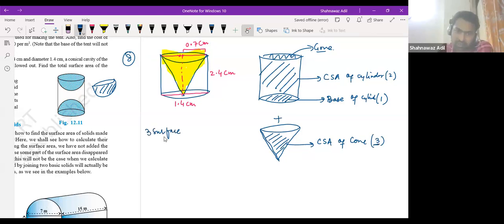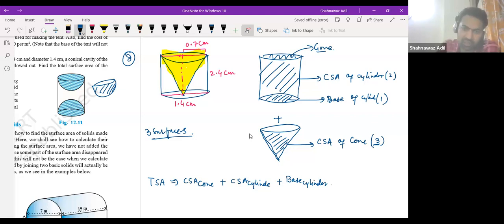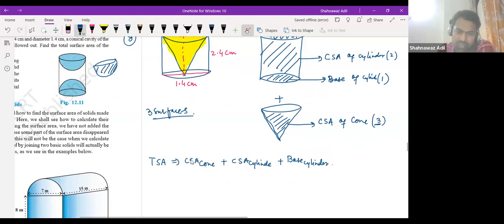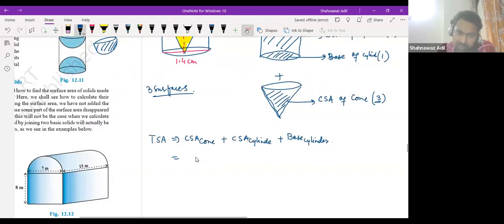Do we have any other surfaces, guys? No, sir. So the total surface area would be how much? That would be CSA of cone, right? And then CSA of cylinder, and then base of cylinder. So these are the three surfaces that we have, right? So the CSA of cone would be how much? That is pi r l. Cylinder is 2 pi r h, and base is pi r squared.